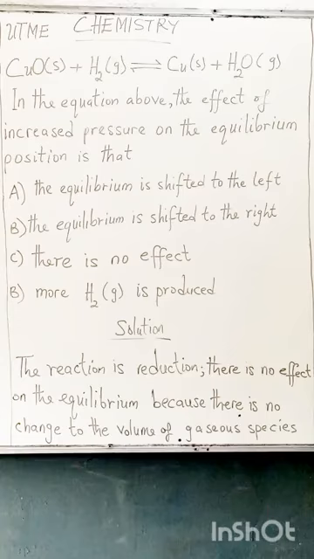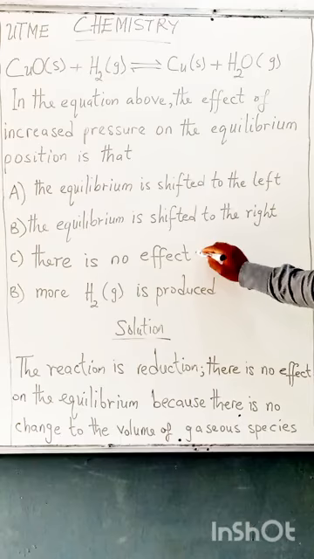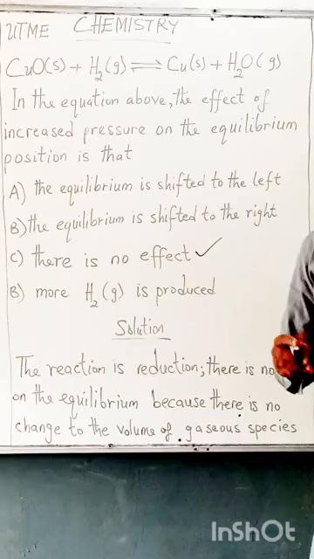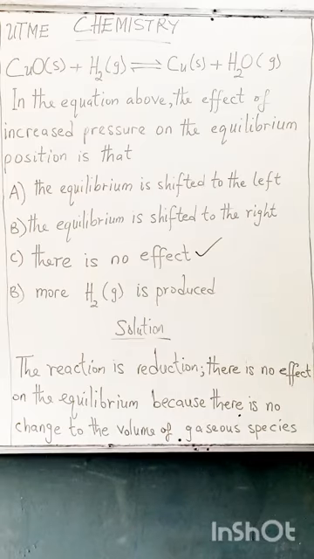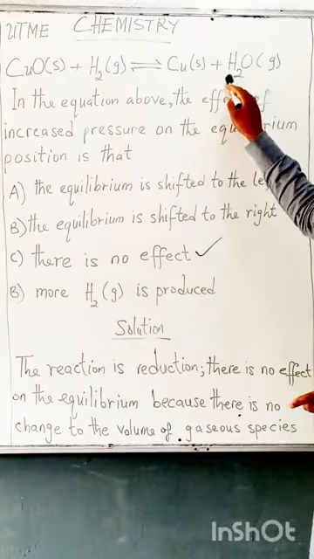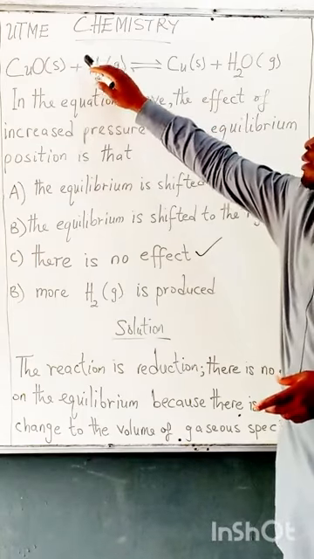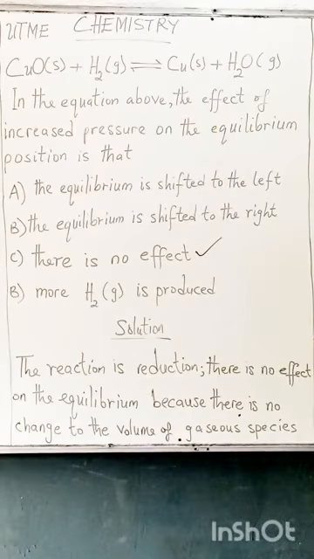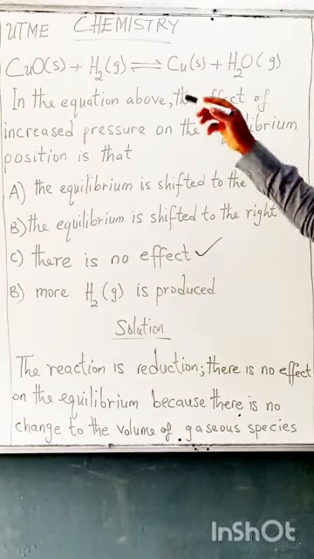Do you understand? And that brings us to, which correct option do we have there? Option C. There is no effect. No effect on the equilibrium, whether you increase the pressure or you decrease it. What's the reason for that? Although we have gaseous species here, their total volumes on the right hand side and on the left are equal. So a change in pressure will not affect the position of equilibrium.